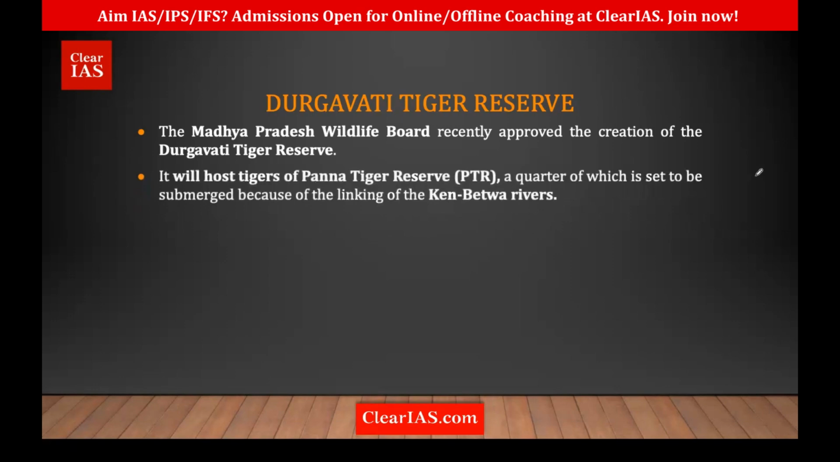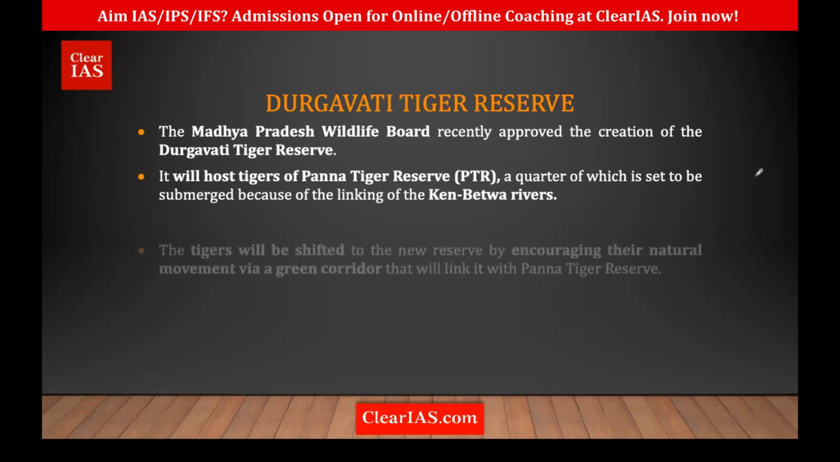Yes, we know the Ken Betwa interlinking. So due to Ken Betwa interlinking, the Panna Tiger Reserve is about to sink. Okay, so if we're carrying out the Ken Betwa interlinking project, a Daudhan Dam would be created on top of it, and because of that, the Panna Tiger Reserve is going to sink, right? So if Panna Tiger Reserve is going to sink, the tigers from there are going to migrate to where? The Durgavati Tiger Reserve in Madhya Pradesh.